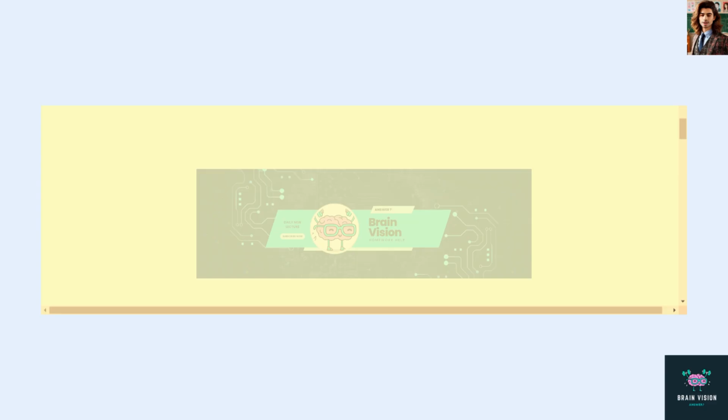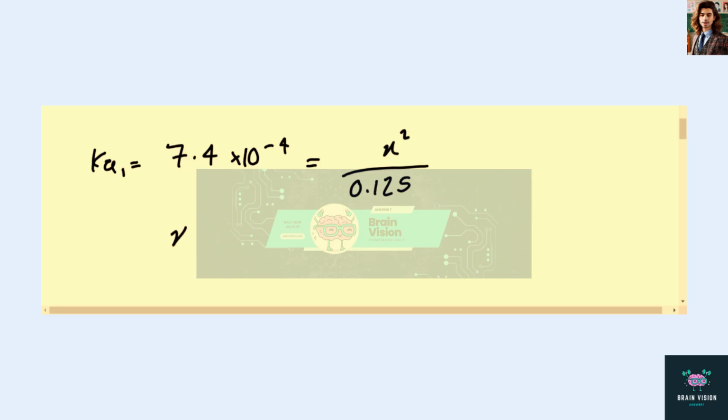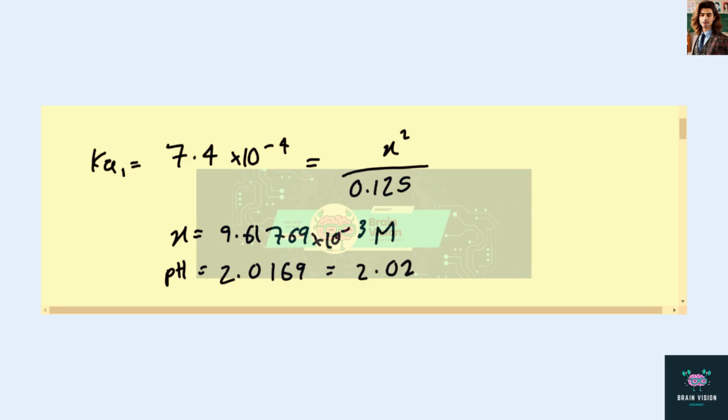So we would just do Ka1, the first Ka, right? Okay. And we would be able to solve, and x should be equal to, right, and then we can find the pH. I just do minus log of that, and that should give you 2.0. And I'll just round it to 2.02.